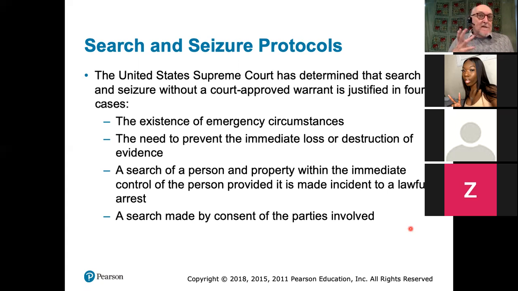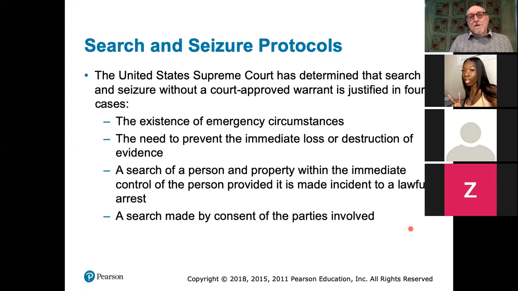They can also seize evidence where the evidence is in imminent danger of being lost or destroyed. For example, in a fire or something like that, they can seize evidence without a warrant.